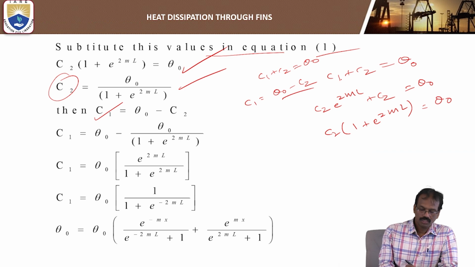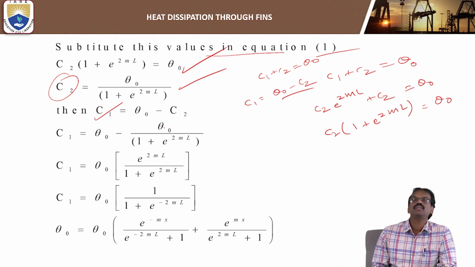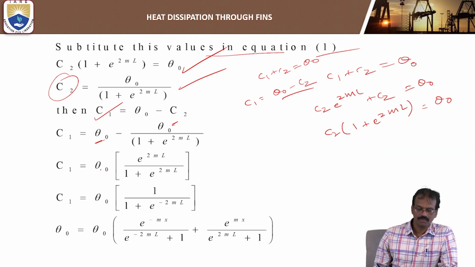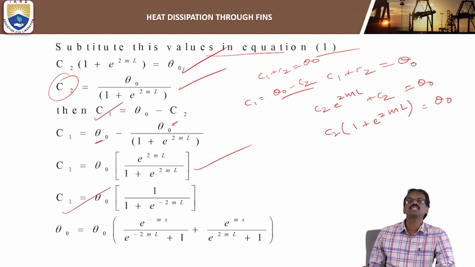Okay. So theta naught minus C2, we know the value of C2. C2 is equal to theta naught by 1 plus e to the power of 2ml. So in which theta naught is the common term, you can take common. Then 1 minus 1 by 1 plus e to the power of 2ml, you can take 1 plus e to the power of 2ml as the LCM. Then we'll get this one. Okay. So 1 minus 1 will be cancelled. e to the power of 2ml by 1 plus e to the power of 2ml. Okay. So this is the C1 value.